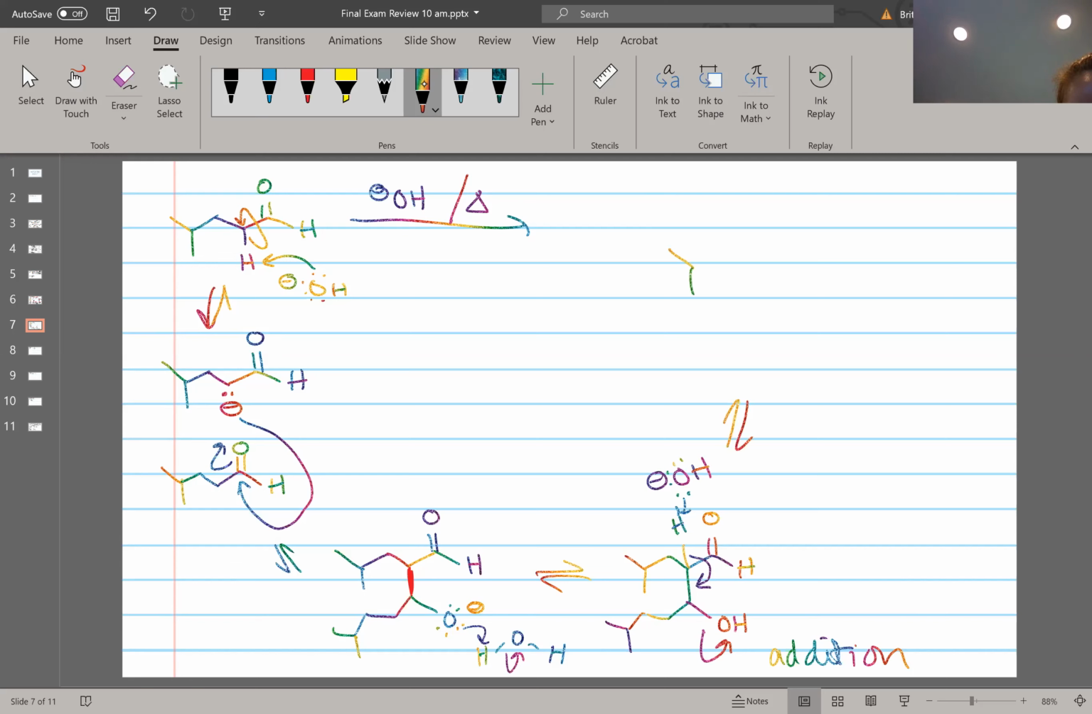You could also argue that this goes through more of an E1CB mechanism, but that's not really a mechanism that we cover here at Texas State, so we don't really bother with it. In the E1CB mechanism, essentially you just create an enolate as your intermediate here. You would deprotonate first. Ooh, that got ugly, sorry. And then use the electrons to push it out, but it's the same idea. Does this make sense? Yes, thank you.